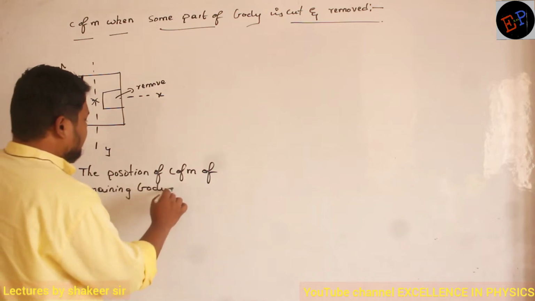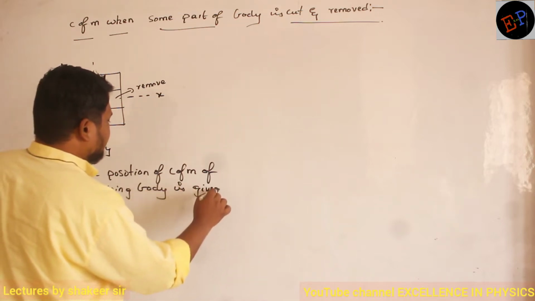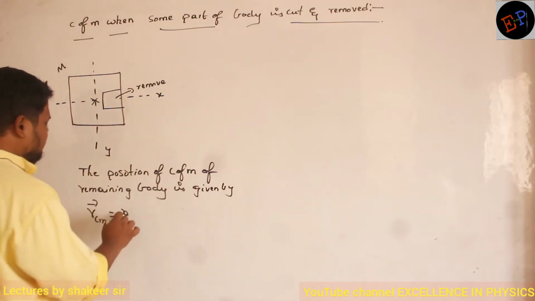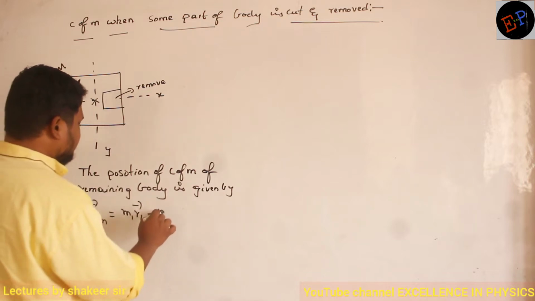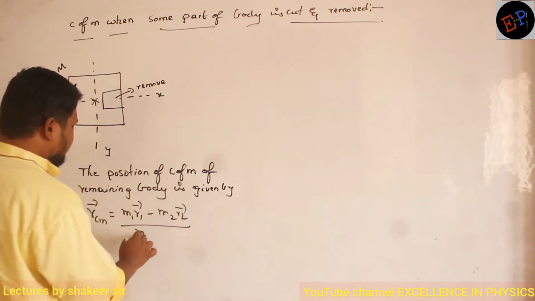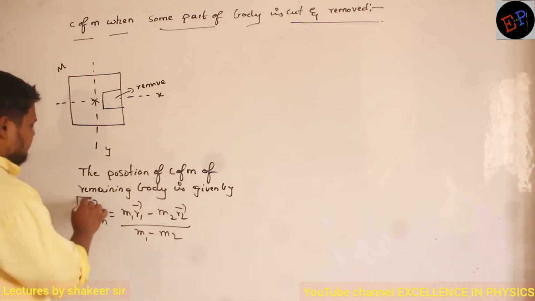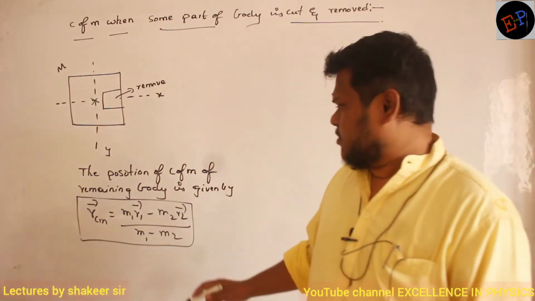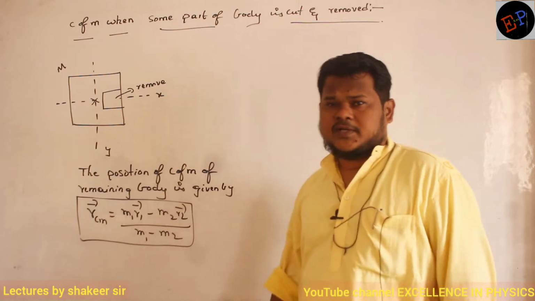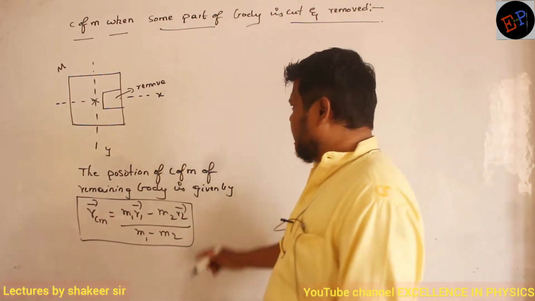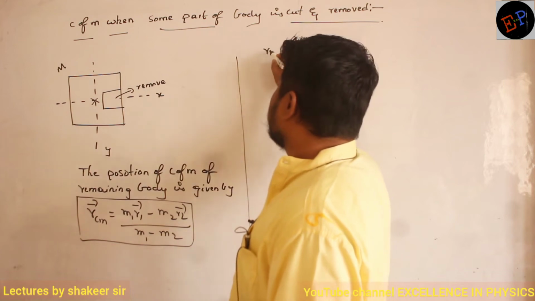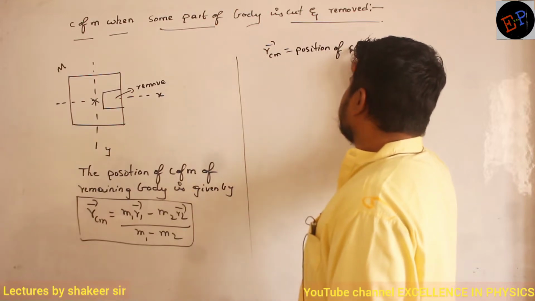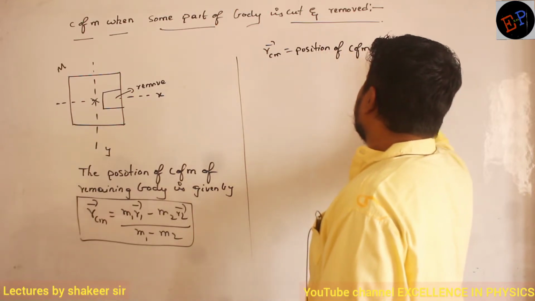The position of center of mass of the remaining body is given by R center of mass dash equals m1 r1 dash minus m2 r2 dash divided by m1 minus m2. So this is the equation. Are you able to understand? Now what is meant by R center of mass dash? Position of center of mass of the remaining body.